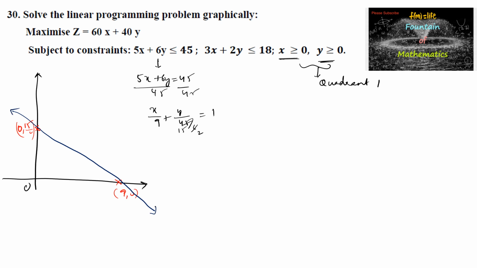And another line 3x plus 2y is less than or equal to 18. So let us consider the equation 3x plus 2y is equal to 18, dividing with 18 on both the sides. So we can say x upon 6 plus y upon 9 is equal to 1. So x intercept is 6 units, that is 6 comma 0. Let us write 6 comma 0 here, and y intercept is 0 comma 9. So 0 comma 9 is the point here. So we'll get a straight line passing through these 2 points.